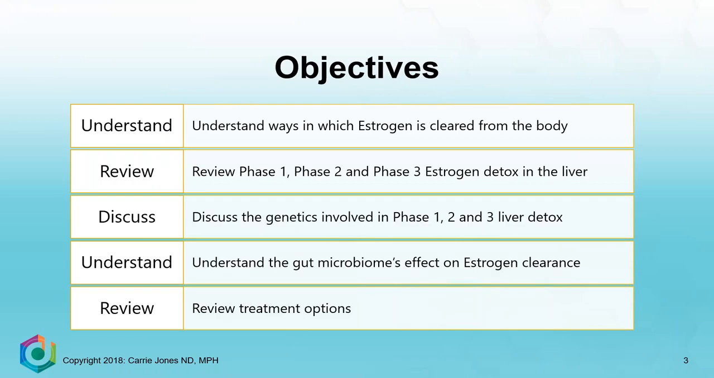So let's get started. Our objectives: first of all, we're going to talk about the different ways estrogen is cleared from the body by going through, of course, phase 1, 2, and 3 estrogen detox, focusing primarily on the liver. We will touch upon the genetics involved in 1, 2, and 3 detox. And then, of course, we're going to touch on the gut microbiome, specifically something called the Estrobolome, which is one of my most favorite words, the Estrobolome in the gut and how that affects phase 3 detox. And we'll be talking about treatment along the whole way.